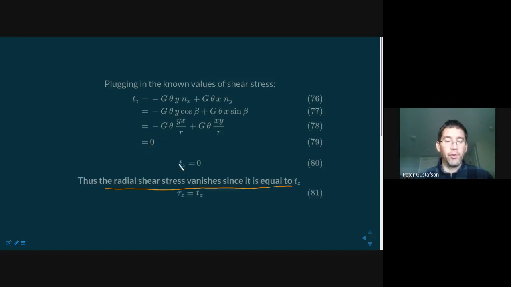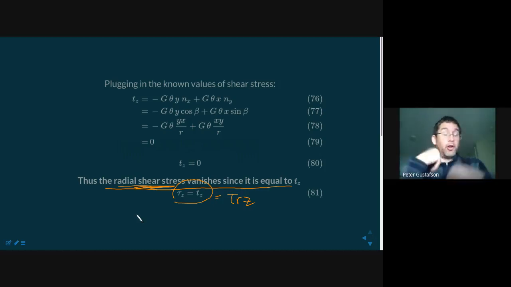And so therefore, we can conclude, since tau z was equal to tau rz, what we're seeing is that the radial component of shear stress is zero. Okay, so you can now sit back and just think of that intuitively. We're not having a shear stress that radiates outward from the center. Okay, and that's going to be true for this circular shaft, solid shaft. There is no shear stress that radiates outward from the center.